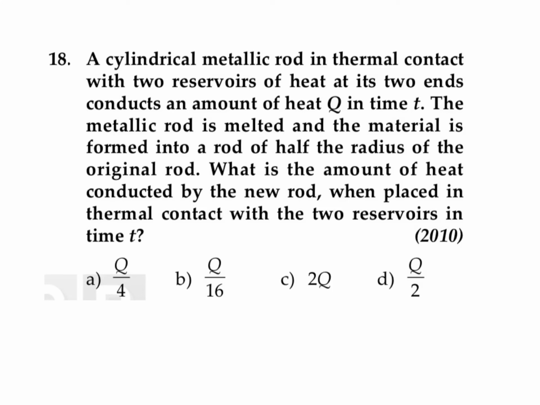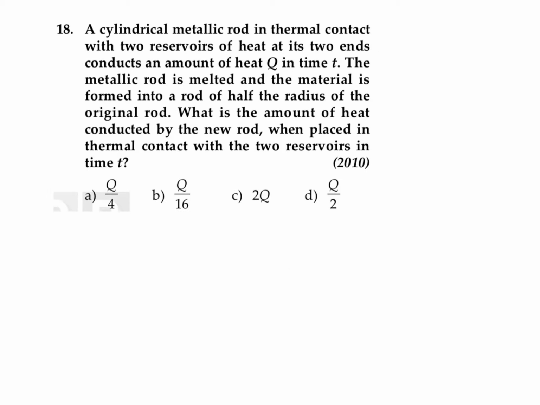In this question, it is given that a cylindrical metallic rod in thermal contact with two reservoirs of heat at its two ends conducts an amount of heat Q in time t. The metallic rod is melted and the material is formed into a rod of half the radius of the original rod. What is the amount of heat conducted by the new rod when placed in thermal contact with the two reservoirs in time t?